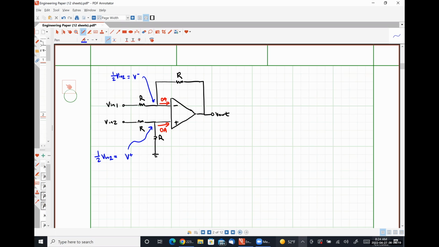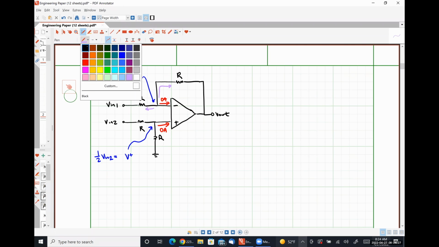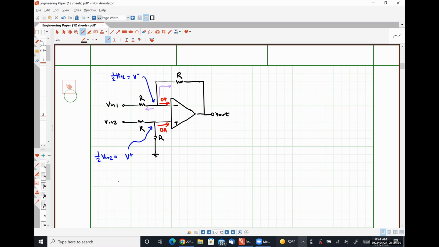And now I can apply Kirchhoff's current law at my inverting input node. And so what that's going to look like is 1/2 VN2 minus VN1 divided by R plus 1/2 VN2 minus V out divided by R is equal to 0. Are we okay with that?